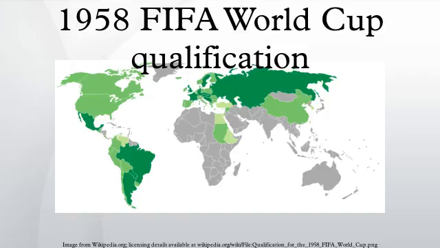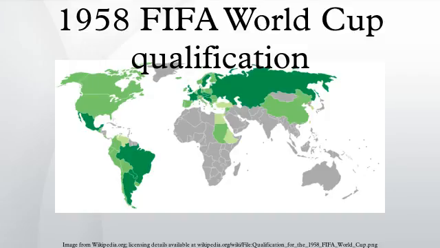CONMEBOL Group 1: Brazil qualified. CONMEBOL Group 2: Argentina qualified. CONMEBOL Group 3: Paraguay qualified. North, Central America and Caribbean: there would be 2 rounds of play. First round, the 6 teams were divided into 2 groups with 3 teams each. The teams played against each other on a home and away basis. The group winners would advance to the final round. Final round, the two teams played against each other on a home and away basis. The winner would qualify.